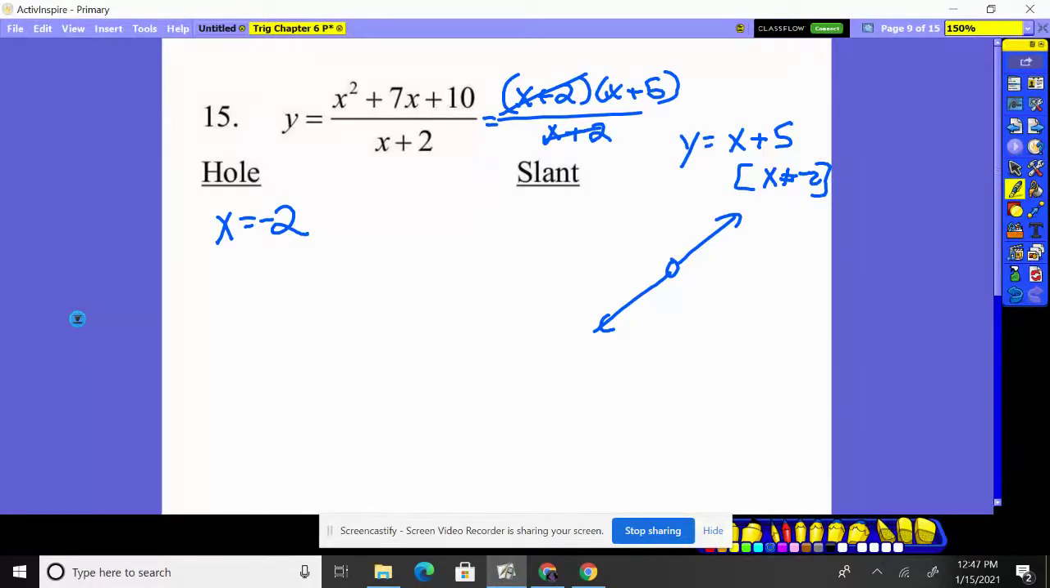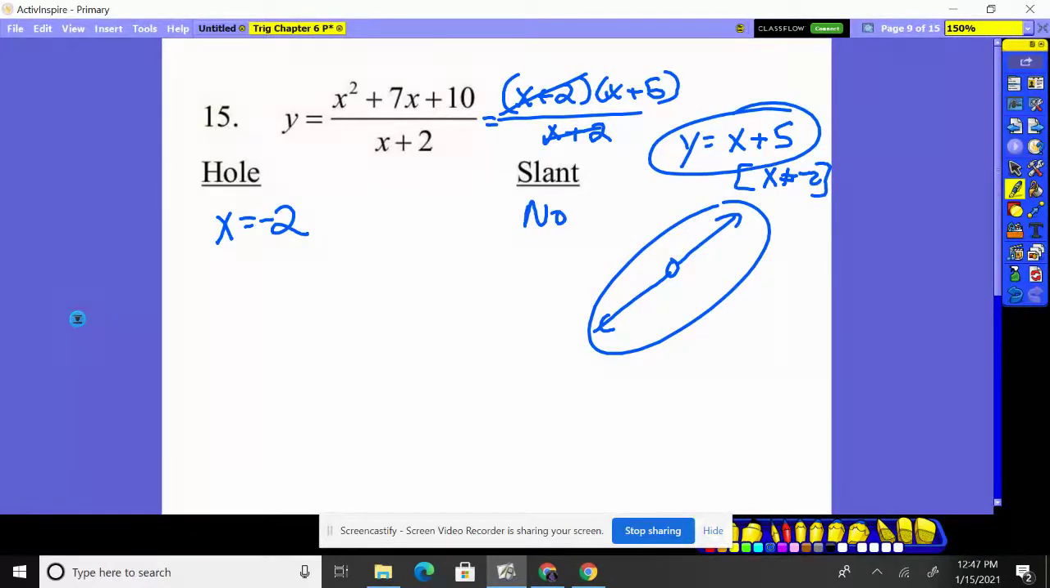Slant? No. There is no slant. The top is 1 degree more than the bottom, but what happened is things crossed out and it was just this line. So it's just a simple picture like this. So there is no slant. And if the top hadn't factored, we would have divided x plus 2 into that x squared plus whatever x plus 10 and found where the slant occurred. But in this case, there is not a slant.